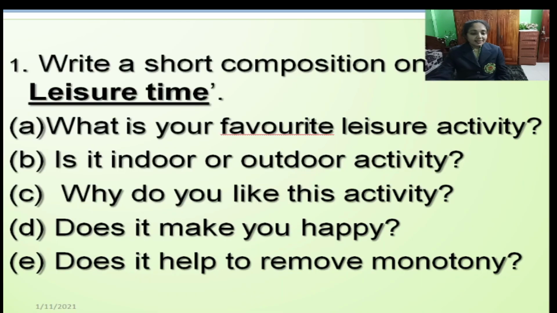That's all. Before leaving, I would like to give you a homework. You need to write a composition from our seen passage. You have to write about your leisure time by answering the given questions. And there is an instruction: you have to write at least 5 sentences.